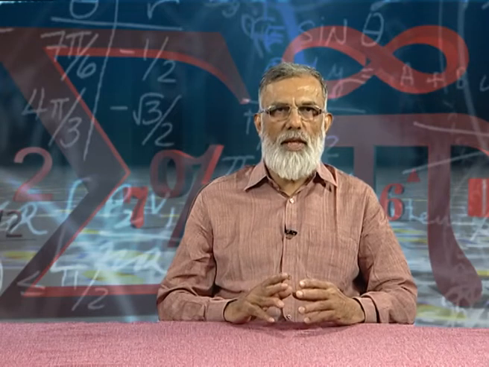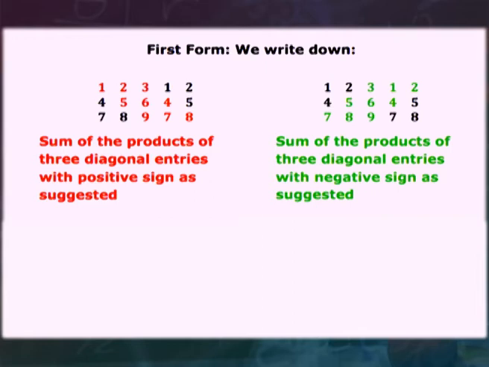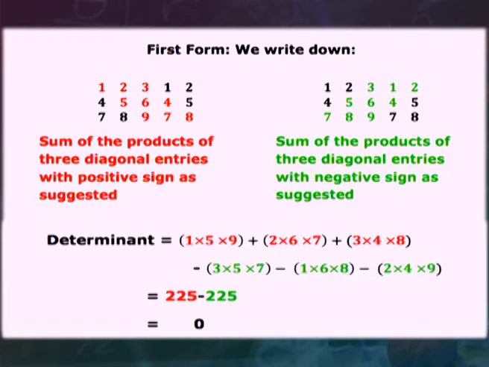We shall find the determinant of a 3 by 3 matrix using both equivalent forms. Example, we shall find determinant of A equal to determinant of [1, 2, 3; 4, 5, 6; 7, 8, 9]. First form, we write down determinant equal to 1 multiplied by 5 multiplied by 9 plus 2 multiplied by 6 multiplied by 7 plus 3 multiplied by 4 multiplied by 8 minus 3 multiplied by 5 multiplied by 7 minus 1 multiplied by 6 multiplied by 8 minus 2 multiplied by 4 multiplied by 9, which is equal to 225 minus 225, which is equal to 0.